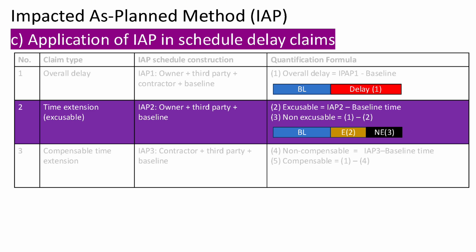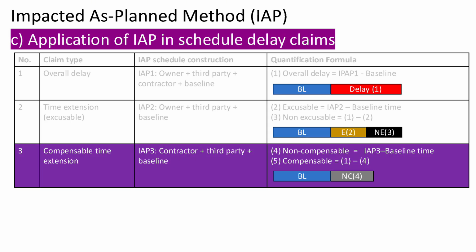Now, our next task is to determine how much of the time extension is compensable. To do this, we build a third impacted schedule, IAP3, which includes contractor-caused delays along with third-party delays, added to the baseline. Since owner-caused delays are excluded in this version, the extended portion in gray, or the time difference between IAP3 and the baseline, as shown in equation 4, represents the total non-compensable delay.